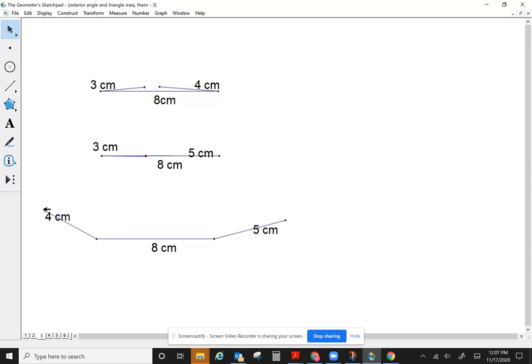Now, what if we look at the 4 and 5? If I add 4 and 5, I get more than 8. So, what if adding the two small numbers, I get more than the third number? Let me see if this thing closes. Let me see if I can make a triangle out of it. And yeah, there you go. I can make a triangle out of it.